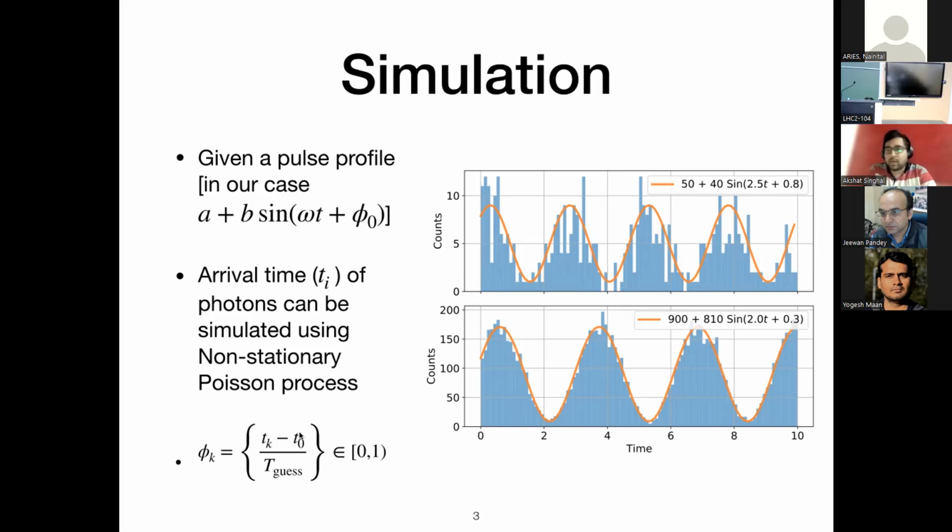What we do, we subtract the time of the first photon, and now in order to get the period, we first have to guess. We say, okay, let's assume that the period is 1 second, and calculate the phase of each photon. Once we have this phase, then we calculate the measure of periodicity.